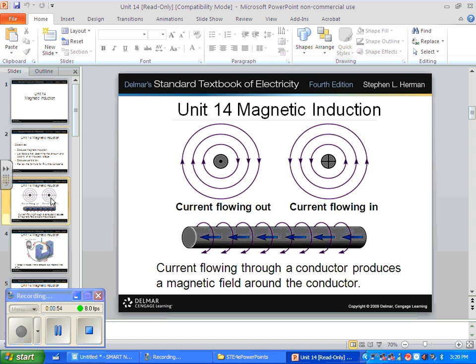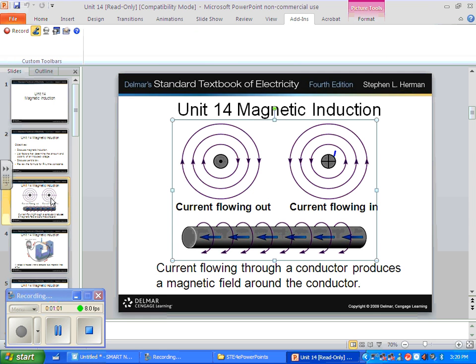Anytime you have a wire, this little center drawing here is the center of the wire. And because that's the center of the wire, something happens around the outside. Now this, again, we're talking about AC. Why not DC? Because DC doesn't induce.